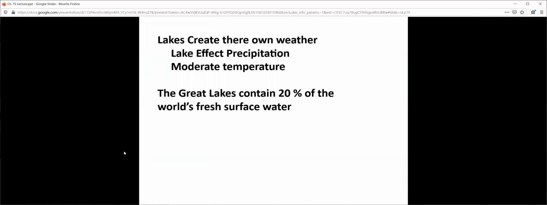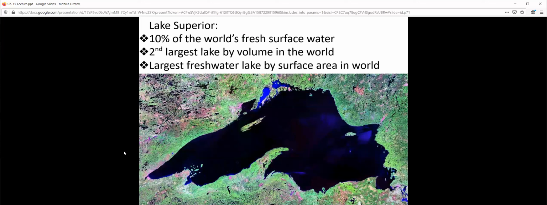These lakes create their own unique weather, lake effect precipitation. I'm sure you've heard of that if you live around the area, and rather moderate temperatures. Funny enough, the Great Lakes contain 20% of the world's fresh surface water. So very important monetarily for agriculture, for growth and development of civilization. The fact that all this fresh water exists in such an easy area.